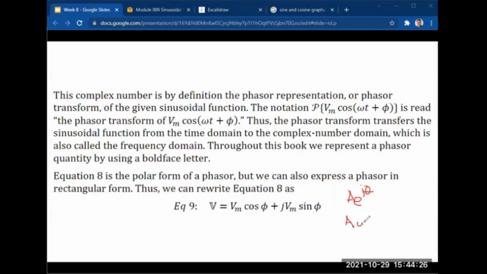A cosine theta plus j, A sine theta, rectangular. Okay? So this is the rectangular form. The equation number 8 is the Phasor form, or the polar form, sorry. Next.